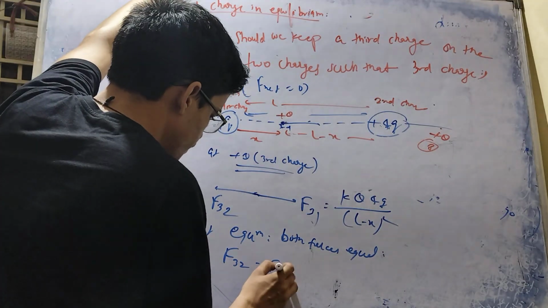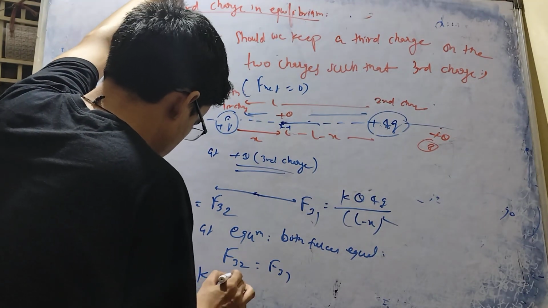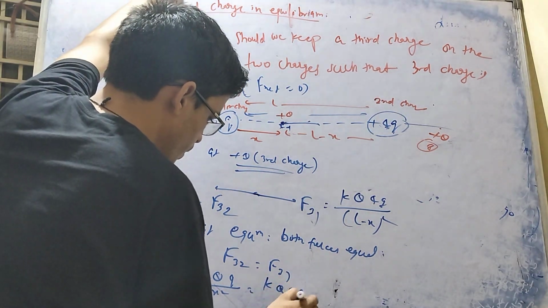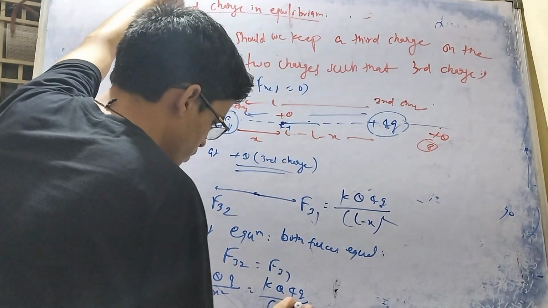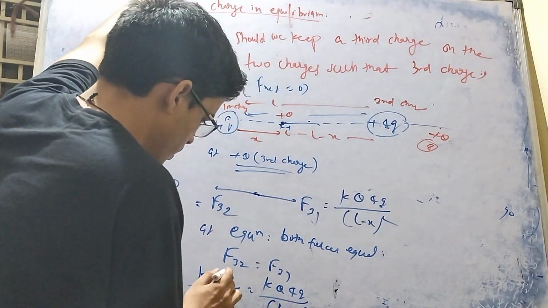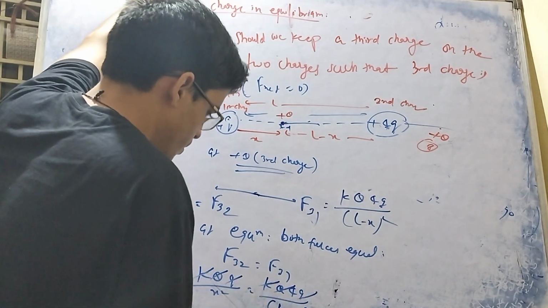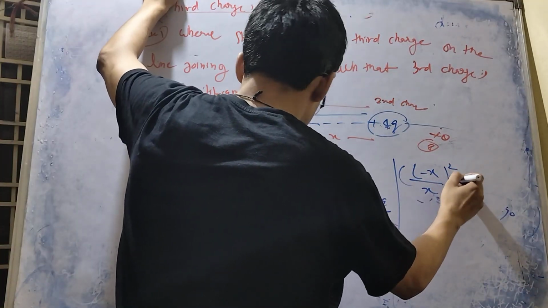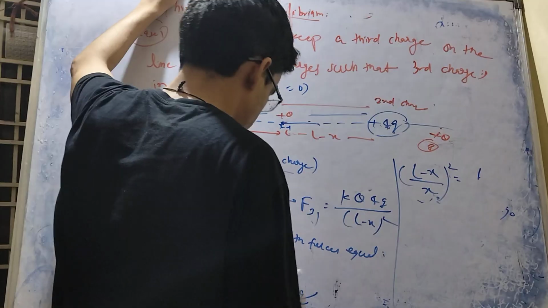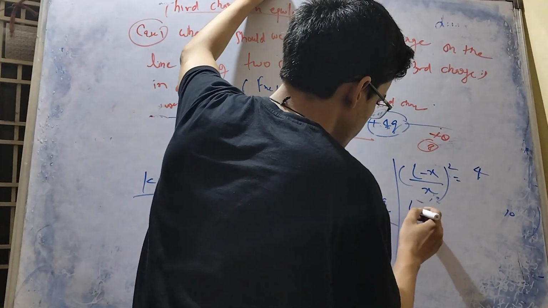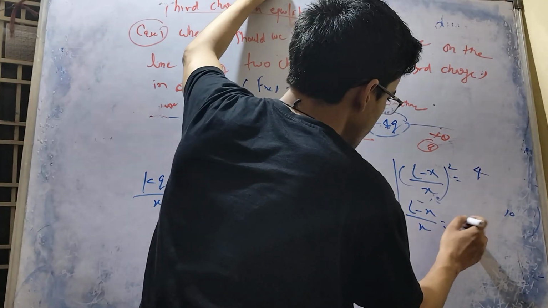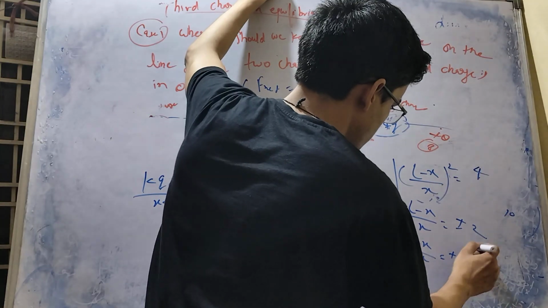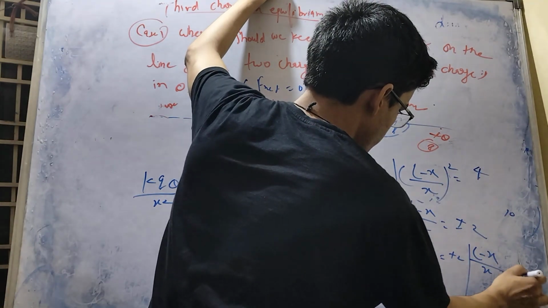F32 equals F31. So KQ by x square equals KQ 4q by L minus x whole square. Am I correct? Check. Q, Q cancel out, KQ cancel out. Simply we can write L minus x upon x whole square equals 4. Check. So L minus x upon x equals plus or minus 2. L minus x upon x equals plus 2, or L minus x upon x equals minus 2.